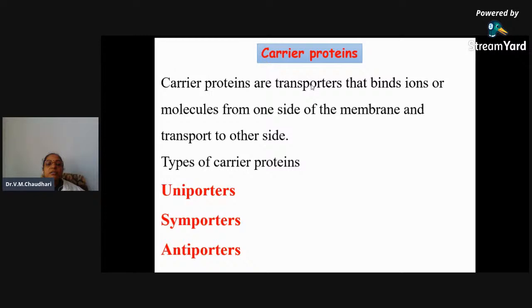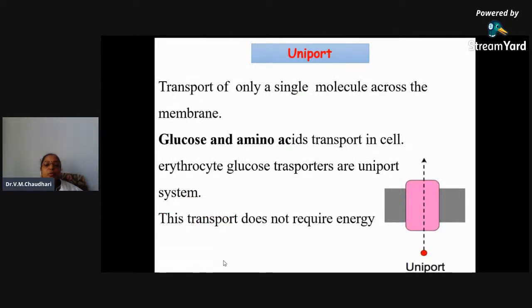It binds to the ions or molecules from one side of the membrane and transports them to the other side, that is, either from outside to inside or from inside to outside of the cell. These are the carrier proteins or transporters which allow the passage of ions. There are three types of carrier proteins: uniporters, symporters and antiporters. So what is uniport?